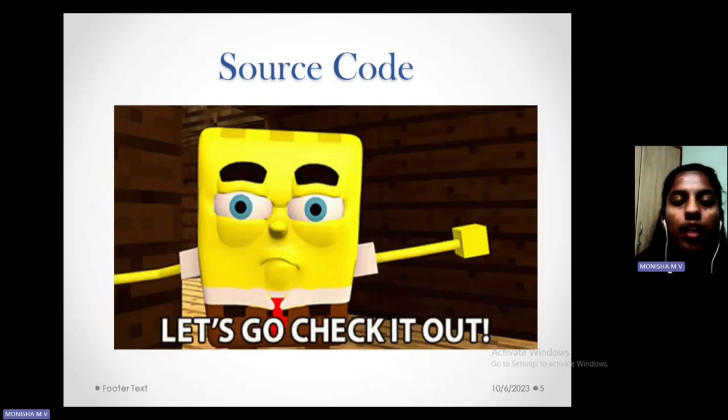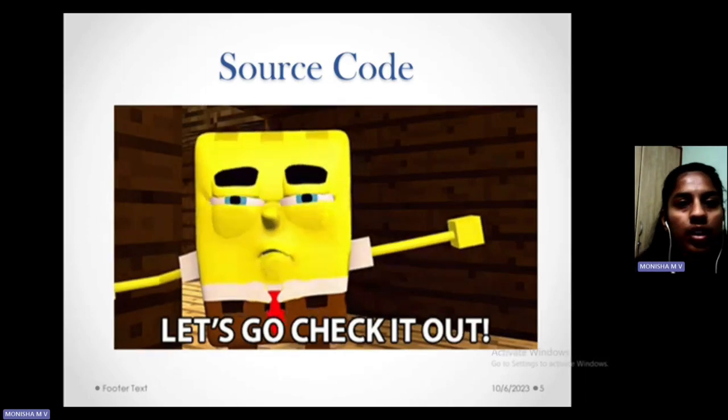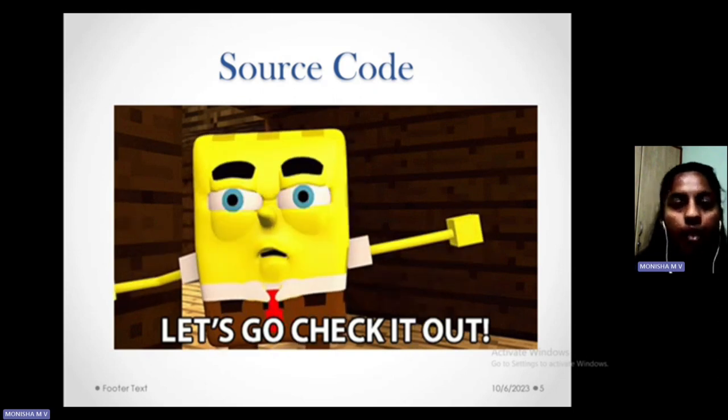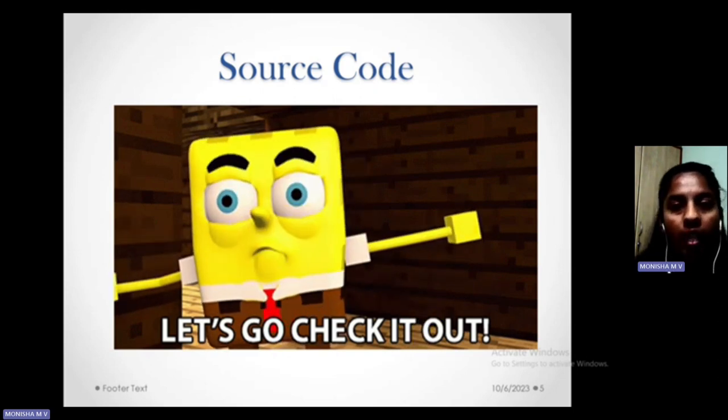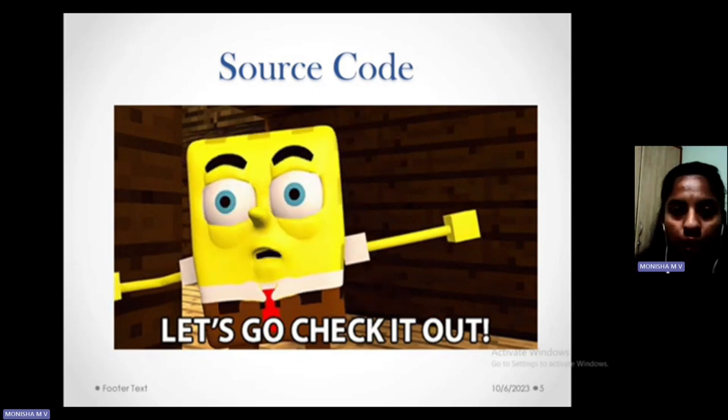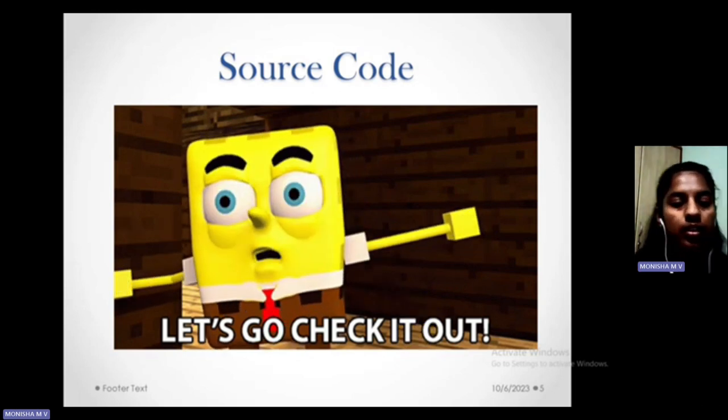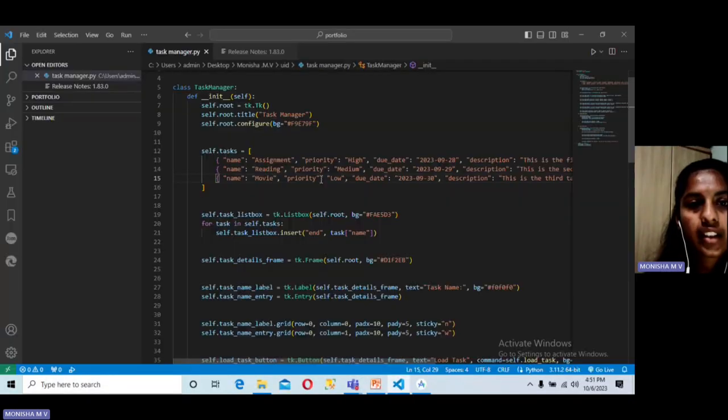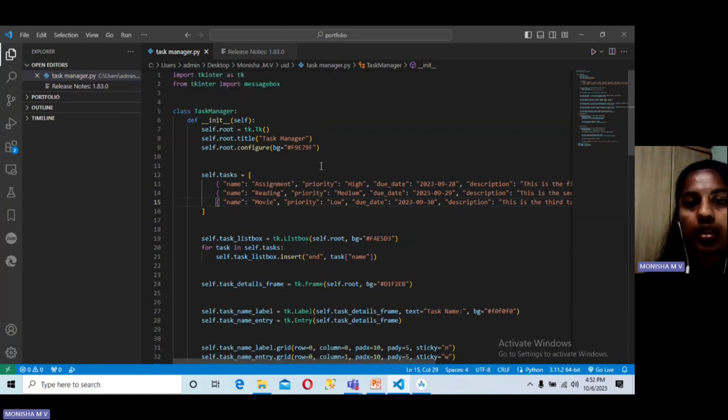Let's see the source code. Here I'm using Python for creating the GUI, and I'm running it in Visual Studio Code. I created the task manager Python file. In that Python file, I imported the Tkinter library. From the Tkinter library, I imported messagebox also. Why I imported messagebox here, I'll tell you later at the end.